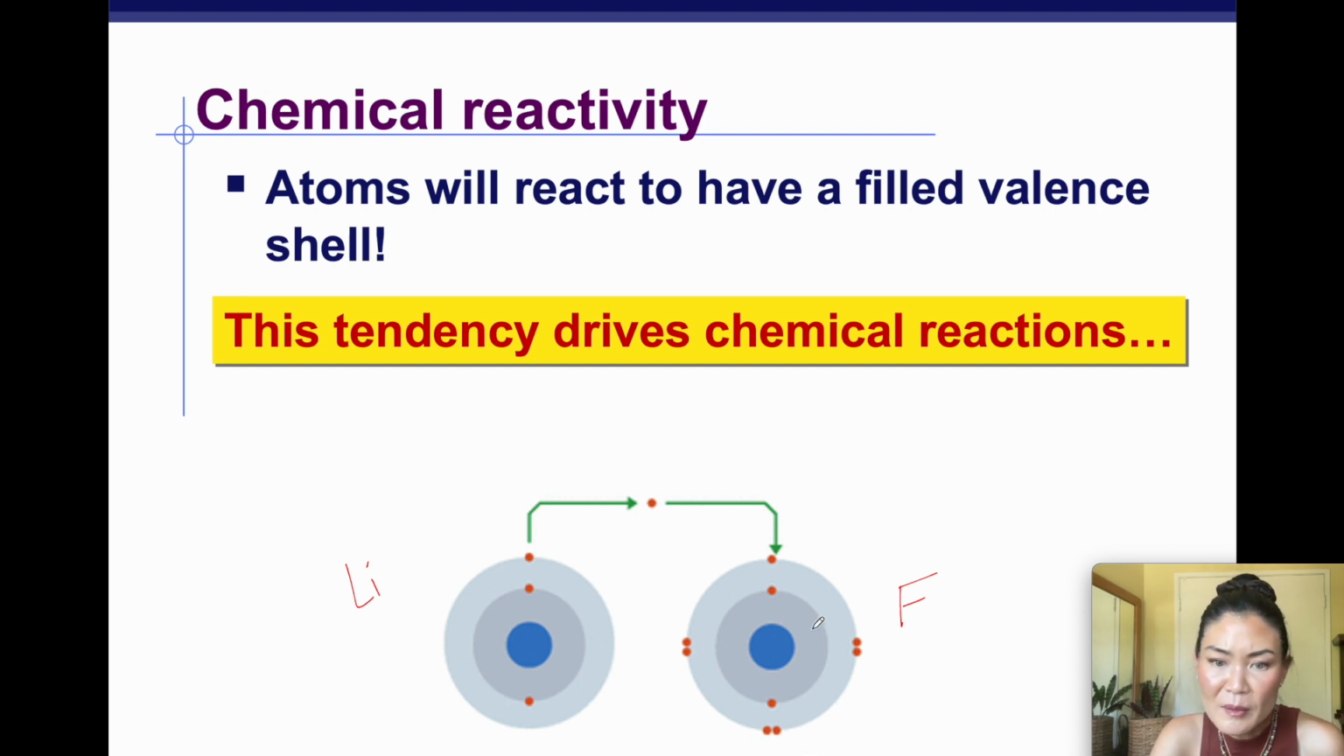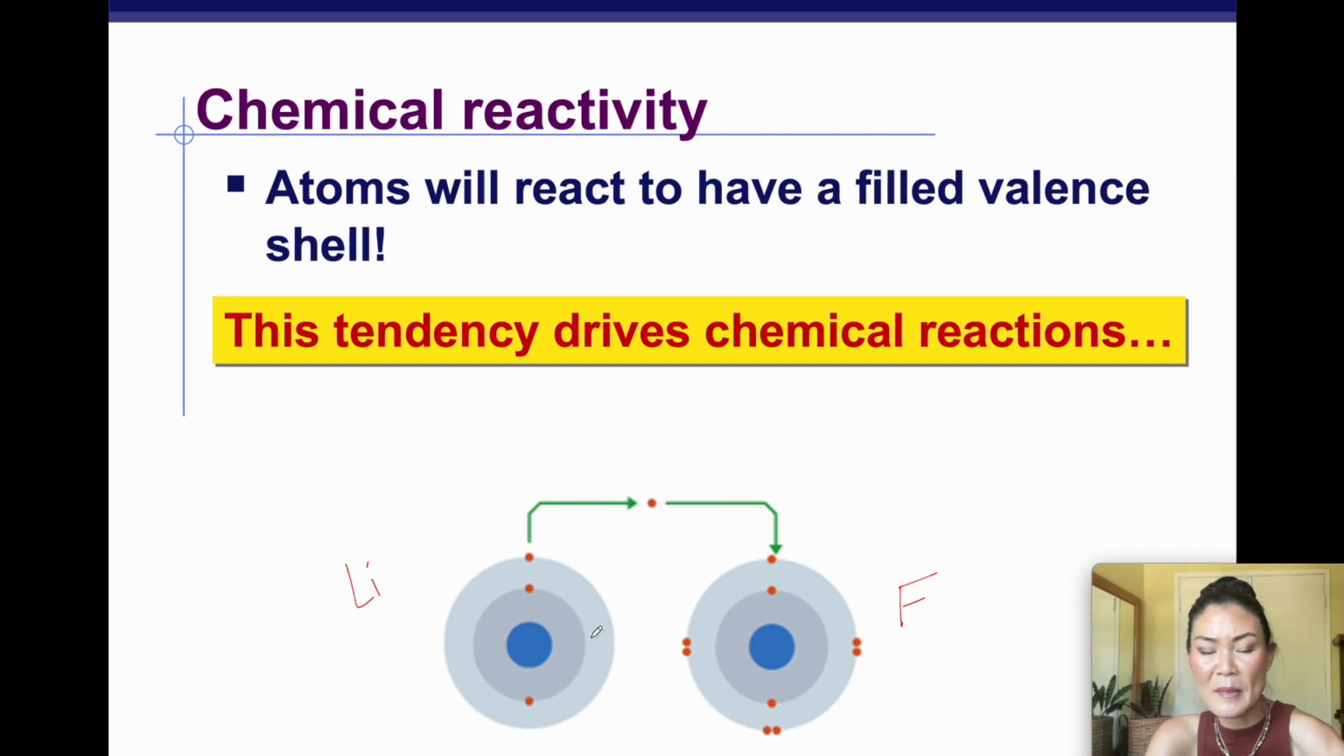So the thing about lithium and fluorine, though, is that they're a perfect match made in heaven. Lithium wants to become stable. Fluorine wants to become stable, but they're a perfect match because lithium can satisfy fluorine's need. What happens is that when lithium loses this electron, and you can see this arrow, it's giving the electron to fluorine, then now the next energy level is filled, okay?